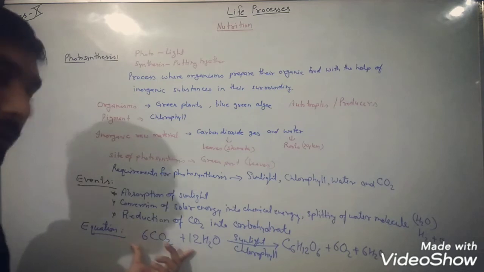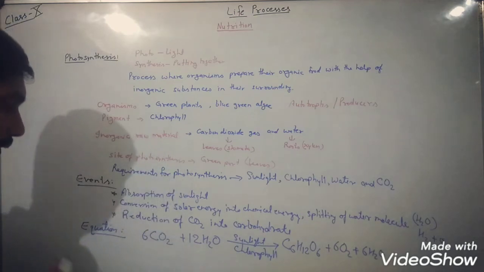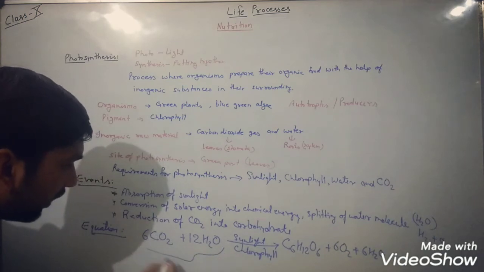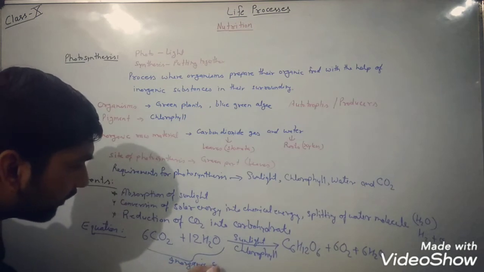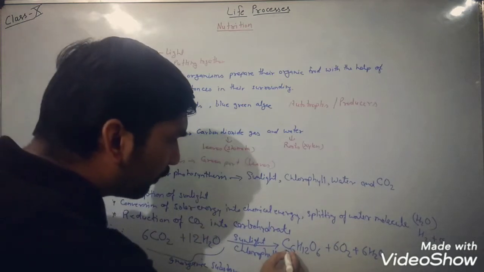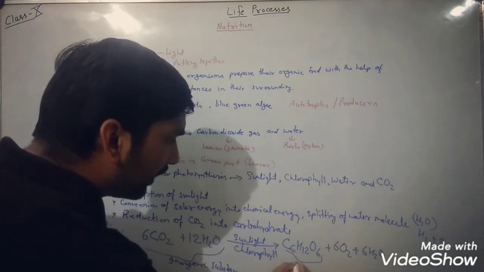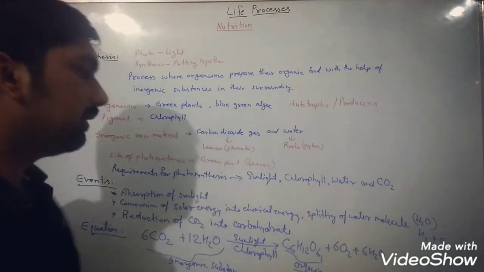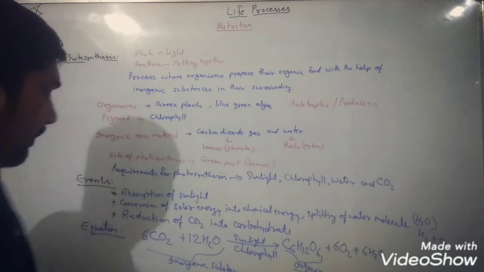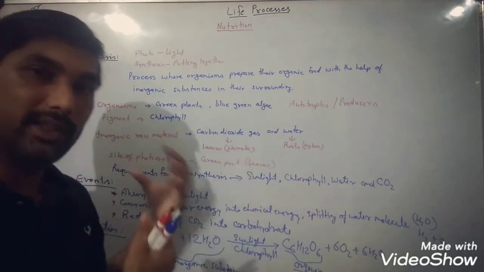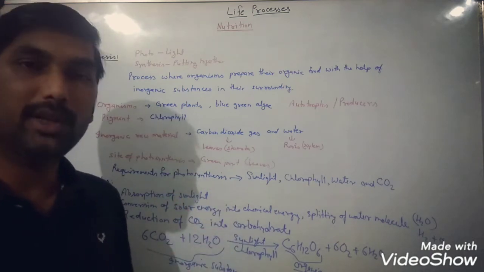So this is the equation of photosynthesis, where carbon dioxide and water are what? Inorganic substances, and this is glucose. Glucose is what? Organic food in plants. So now we will discuss the two phases of photosynthesis and its significance for all living beings.